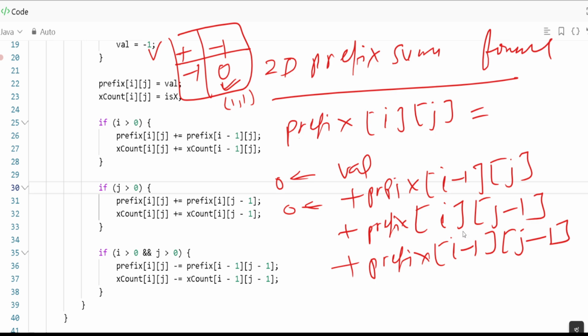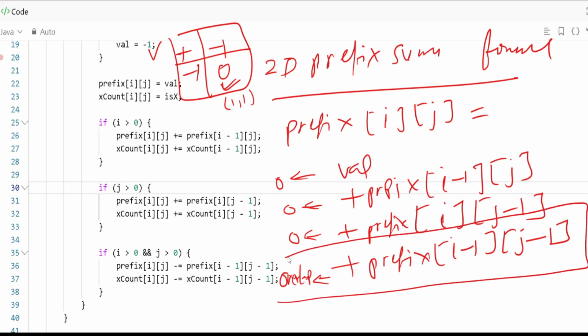Then the prefix at i and j minus 1, it means we are talking about the left, where i is 1 and j minus 1 is 0, so it is also giving 0, right? Then the prefix at i minus 1, j minus 1, so both are 0 0, and this is called overlap. Understand? This is called overlap, because we are adding the overlap twice, and that is why we have to subtract it. If you see i minus 1, j minus 1, we are subtracting.